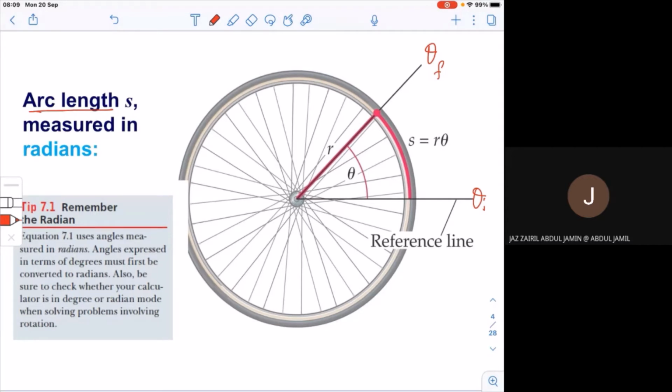The arc length is given by the equation s equals r theta. You have already learned these things during your admaths in your school days, that s equals r theta, and you need to measure theta in radian to get the value of s. So s is equivalent to r theta. r is the radius, while theta is the angular position.